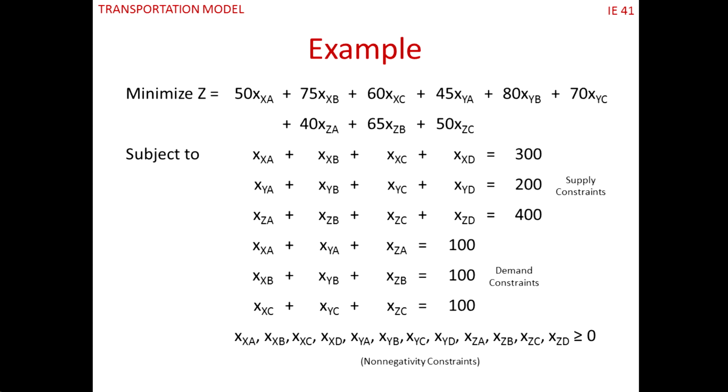The demand constraints: xxa plus xya plus xza is equal to 100, xxb plus xyb plus xzb is equal to 350, xxc plus xyc plus xzc is equal to 250, xxd plus xyd plus xzd is equal to 200, and the non-negativity constraints: xxa, xxb, xxc, xxd, xya, xyb, xyc, xyd, xza, xzb, xzc, and xzd are all greater than or equal to 0.